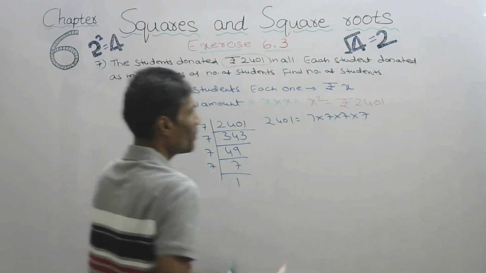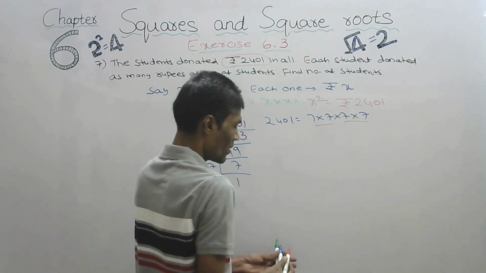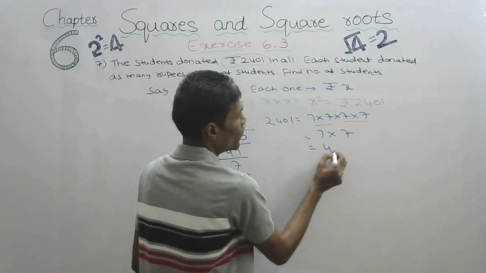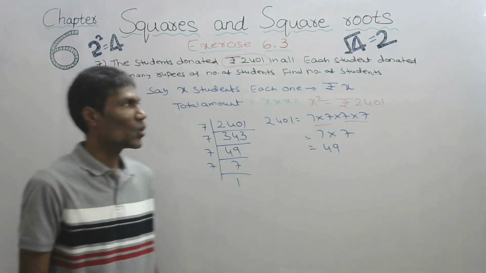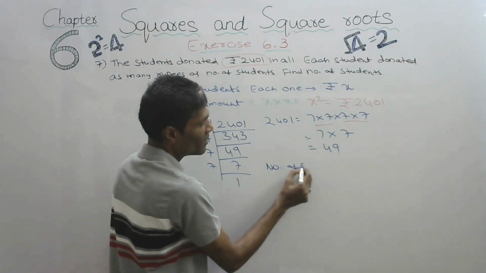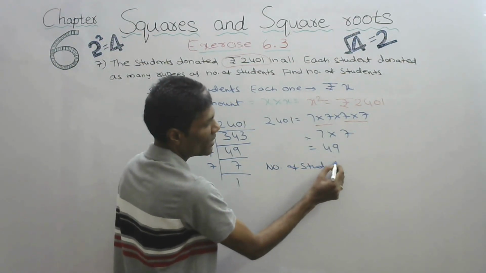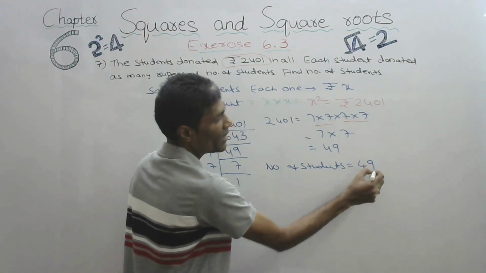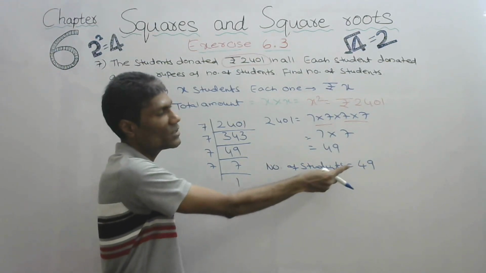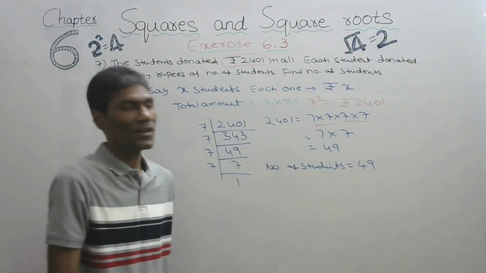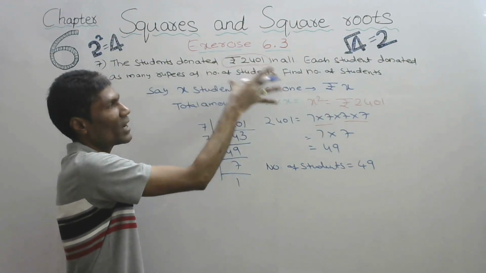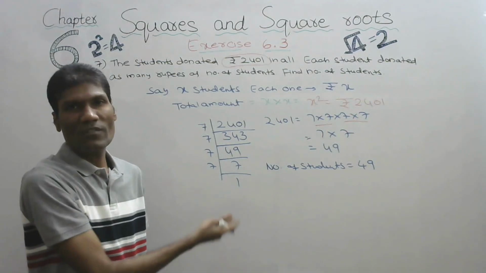So when we pair up, we will get 7 into 7, that is 49. So the number of students equals 49. Of course, each student has contributed 49 rupees. So this is a simple question, but he has given it in words. First we have to understand the question. The process is very simple.